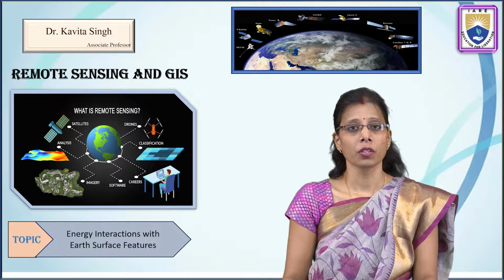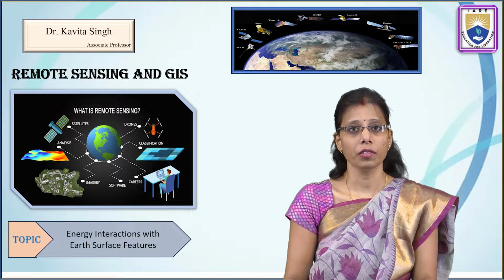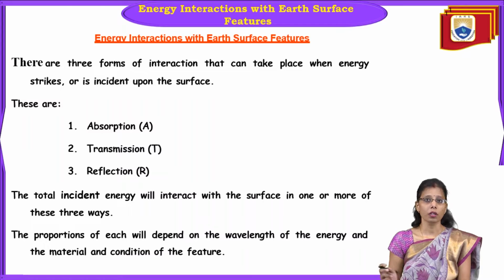sensing purposes? In the previous lecture we discussed that there is an atmospheric window, a visible region from where the radiation can pass through and reach the ground. After reaching the ground, what happens with that particular energy and how is it helpful in the remote sensing process? This we are going to discuss today. First, we will discuss energy interactions with the Earth's surface features.